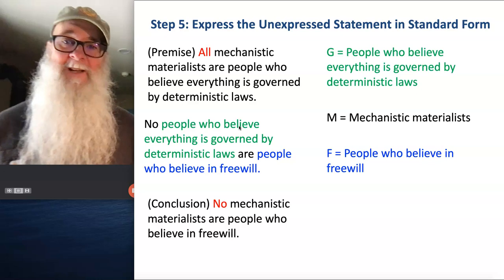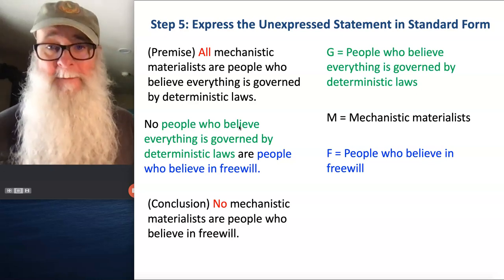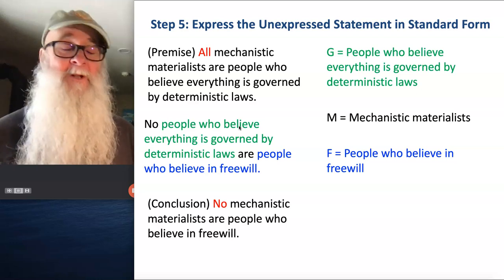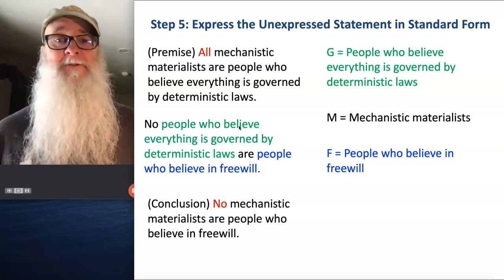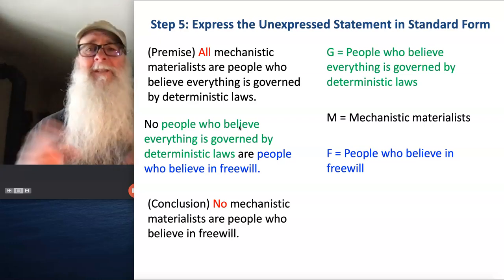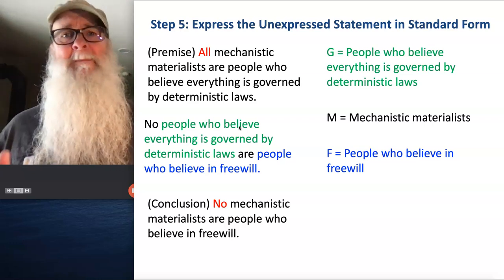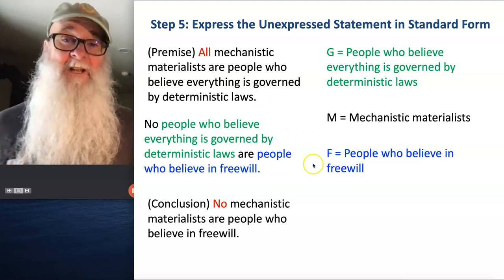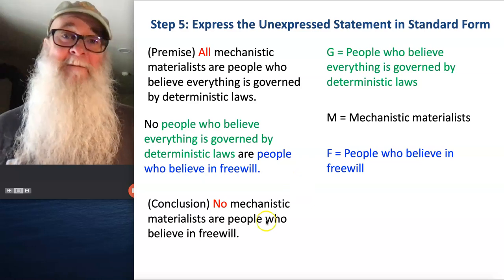and it's going to use our terms as follows. Either no people who believe everything is governed by deterministic laws are people who believe in free will, or its conversion: no people who believe in free will are people who believe everything is governed by deterministic laws. Either one of those will work just fine because we know that converted E statements are logically equivalent. So we've discovered our missing premise.